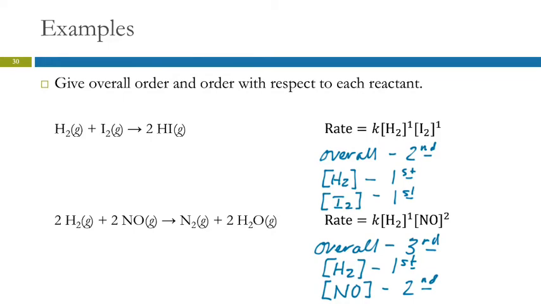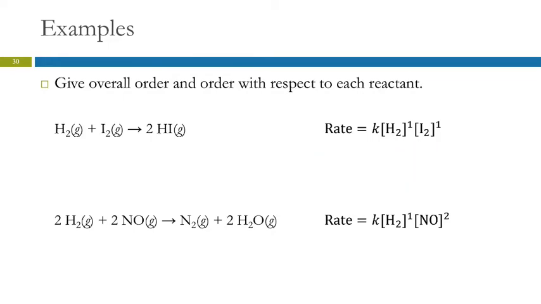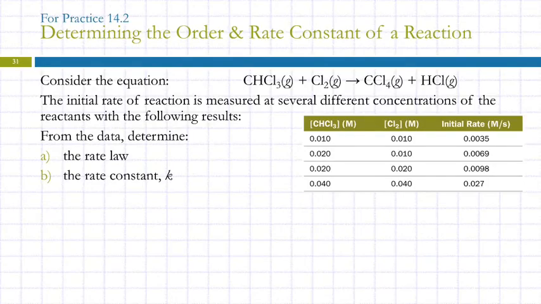Okay, so let's look at a reasonable reaction here. Here we've got the initial rate of reaction measured at several different concentrations of the reactants, and we've got the initial rates tabulated here. From the data, we're supposed to figure out what the rate law is and what the rate constant is. We've done this before with the simple decomposition reaction. Do you remember what we did?